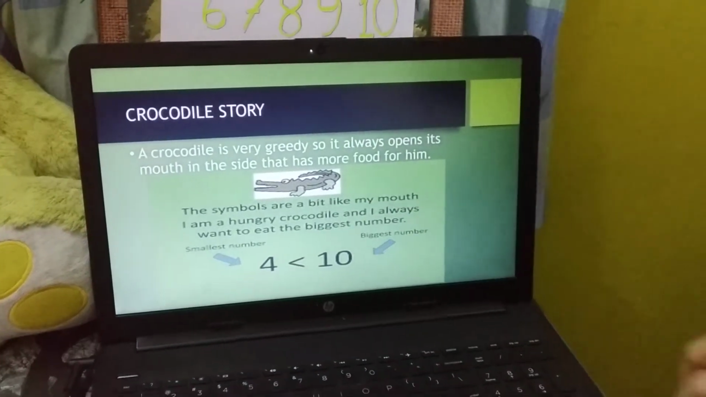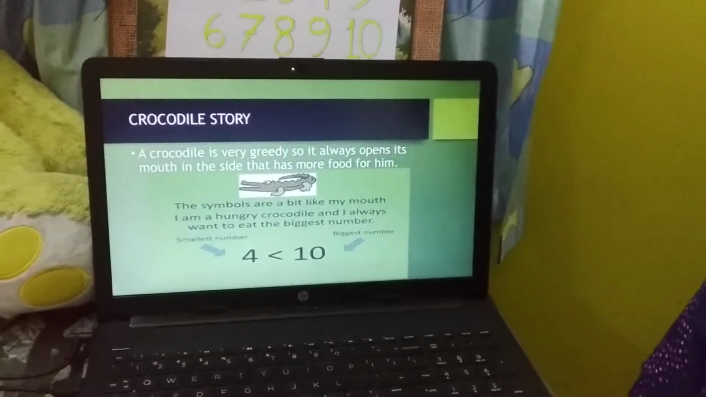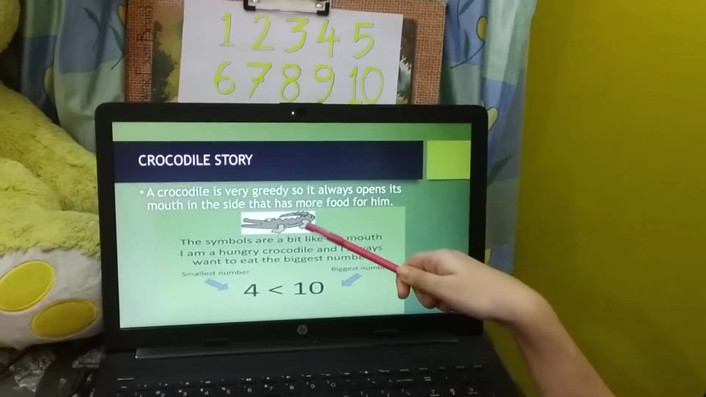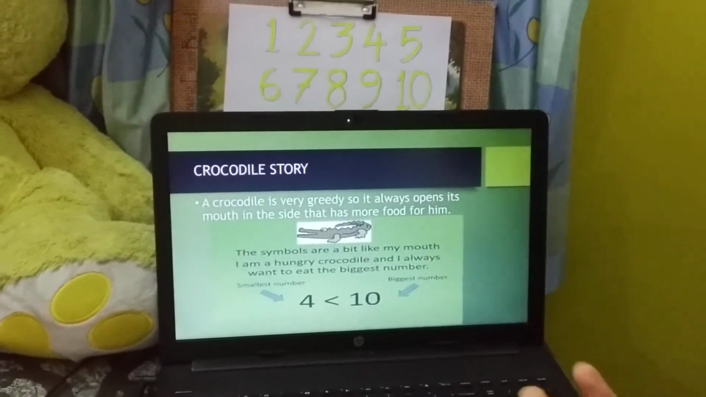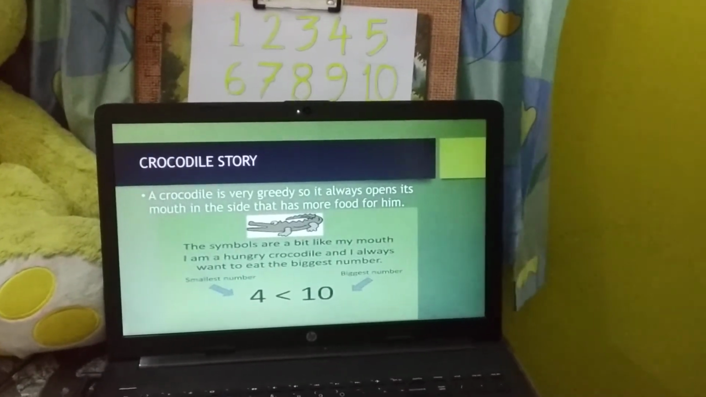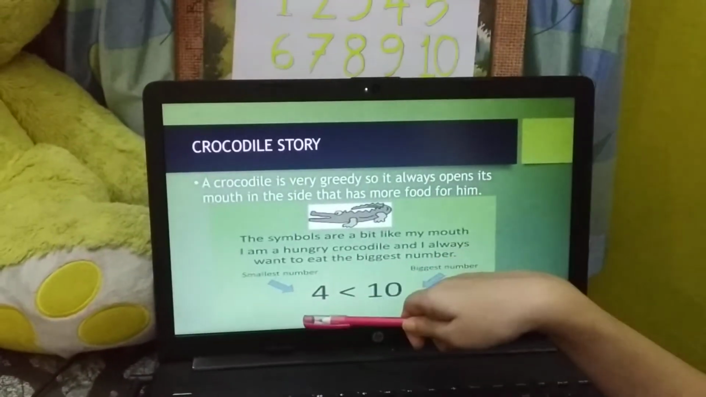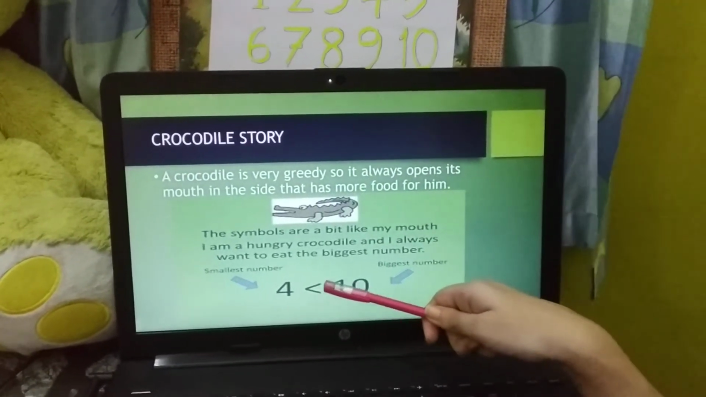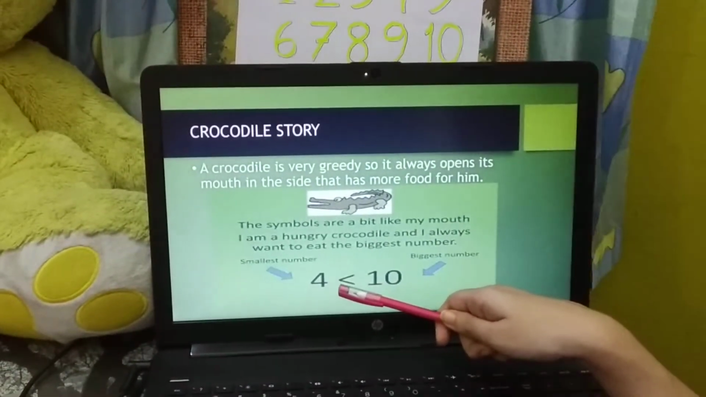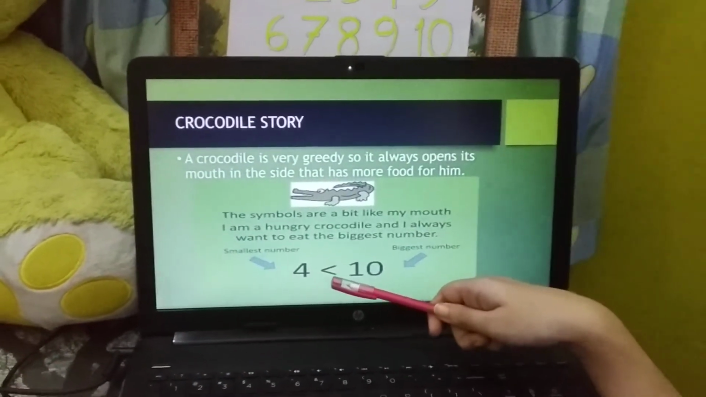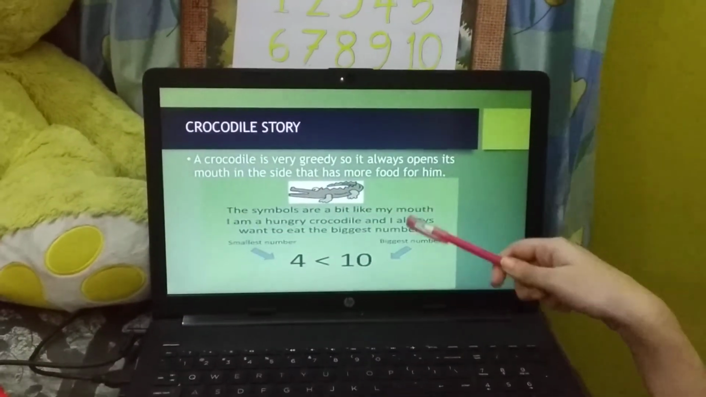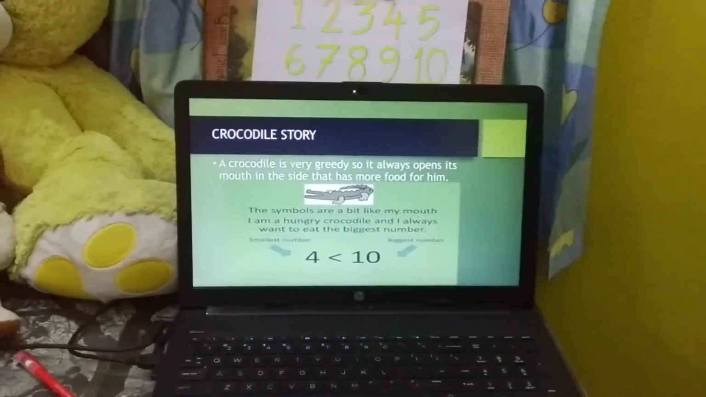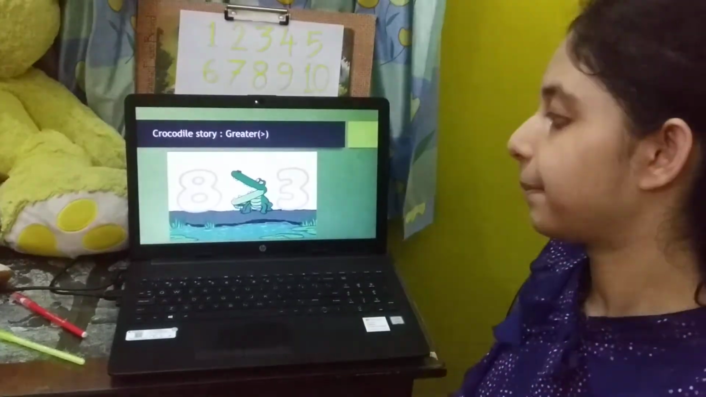The crocodile wants to go to a place which has more food for it so that it can eat even more. So, the mouth of the crocodile is open towards the direction which has more food, and it puts its tail towards the side which has less food. So, from this sign we can understand that the open ends are the mouth of the crocodile and the closed end, the pointed one, is the tail of the crocodile. This symbol can be said that this is the mouth of the crocodile and this is the tail of the crocodile.